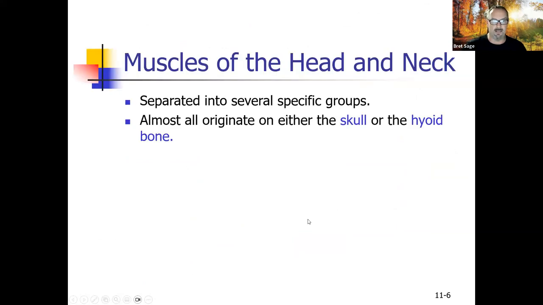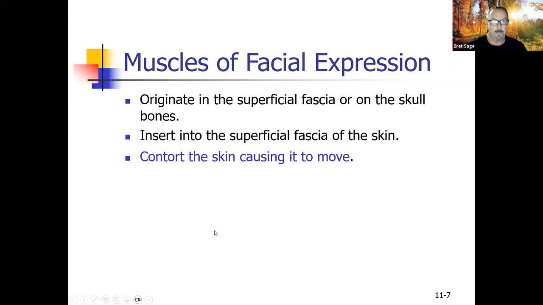The muscles of the head and neck separate into several specific groups. They almost all originate on the skull or hyoid bone, which is the bone right at the top of your larynx. Muscles of facial expression originate on the superficial fascia or on the skull bones. Here's an interesting little factoid. Many of the muscles of facial expression don't attach to any bones at all. They're just in the superficial fascia, and they contort the skin, allowing it to move and give us our facial expressions.